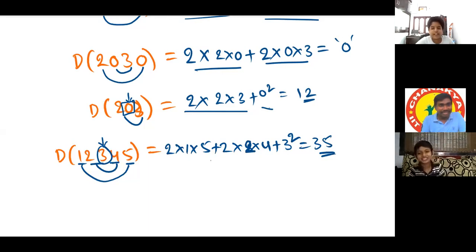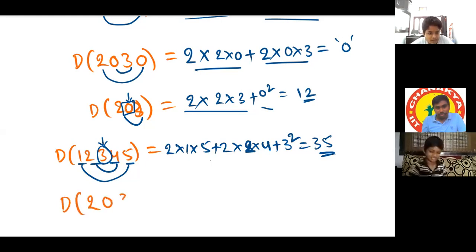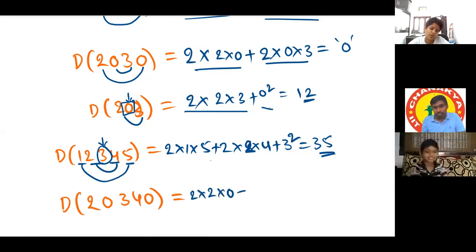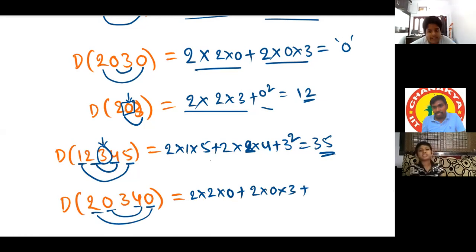Sir, shall we do an exercise? Before that, which number to choose to multiply? 0, 3, 4, 0. Again, 2 into 2 into 0, plus 2 into 0 into 4, then plus 3 square. The answer will be 9. Only 3, we have to do square, which equals 9. The rest are 0, this is 0 and this is 0.